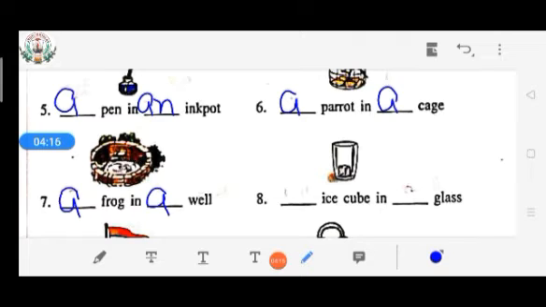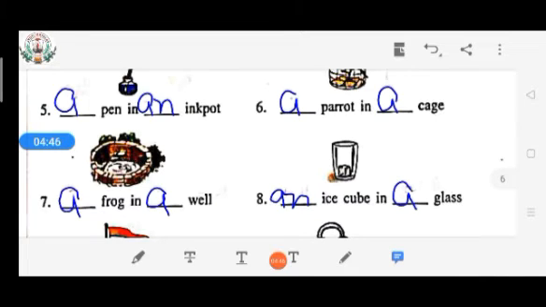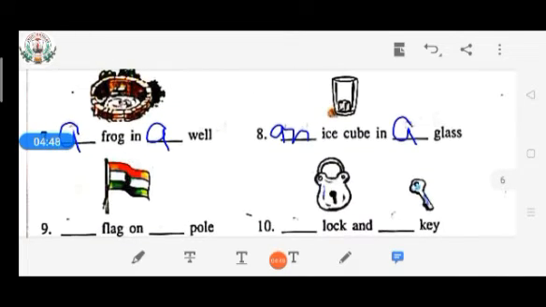Look at the eighth picture, children. In the eighth picture, dash ice cube in dash glass. The first letter of ice is I. I is a vowel. So, we will use an. And the first letter of glass is G. G is a consonant. So, we will use a. An ice cube in a glass.